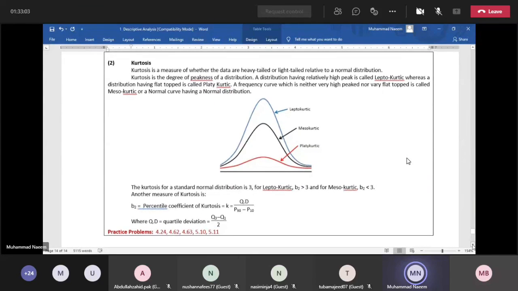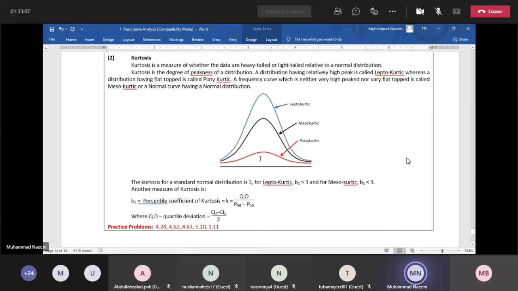And kurtosis. We may have a situation like this. We have three different distributions, and all are symmetrical, all are normal. Sometimes their mean value may be the same. So here we have the same mean value for all these three distributions. How can we differentiate them? With the help of their peak, the peak of the frequency curve. Sometimes this peak is flat, sometimes the peak is extraordinarily high, and sometimes it is normal.